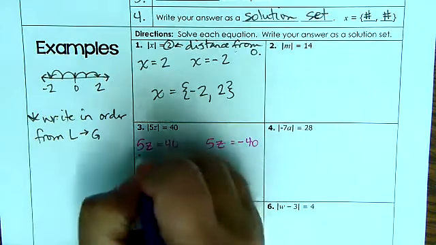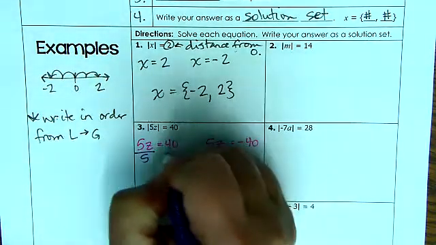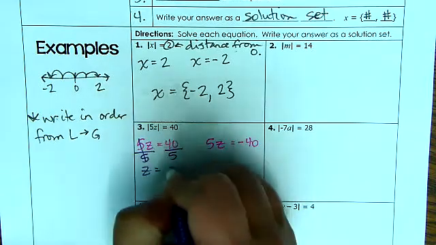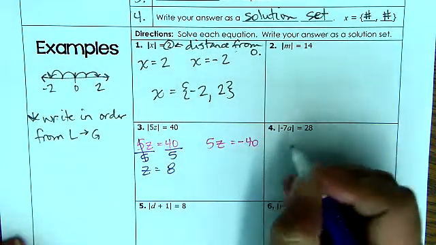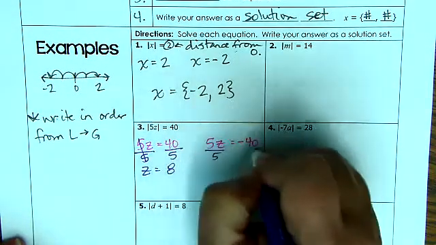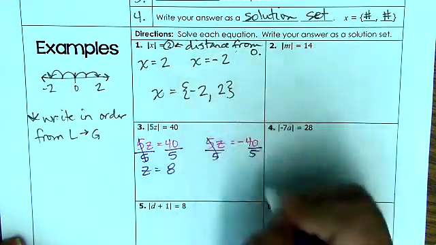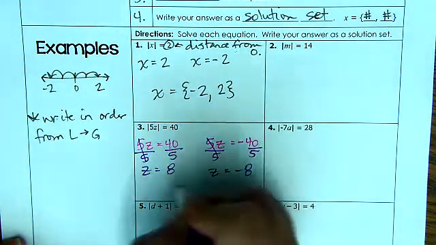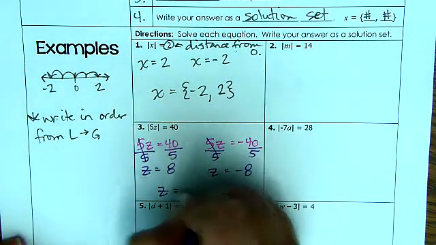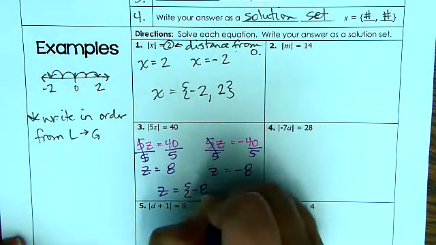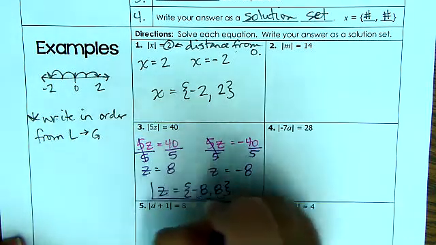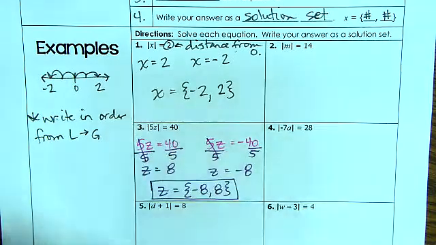So I'm going to divide by 5 on both sides. This cancels and I end up with z equals 8. Divide by 5 here on each side. These cancel and I have z equals negative 8. And my answer is going to be z equals curvy bracket negative 8, comma, positive 8, curvy bracket, and I box my answer.